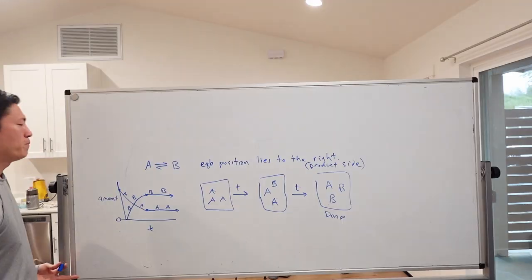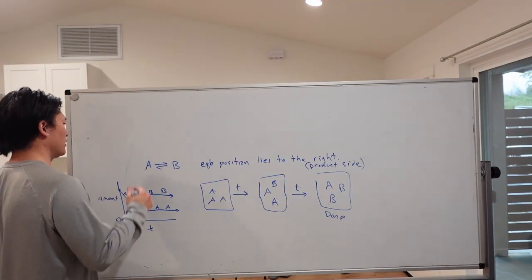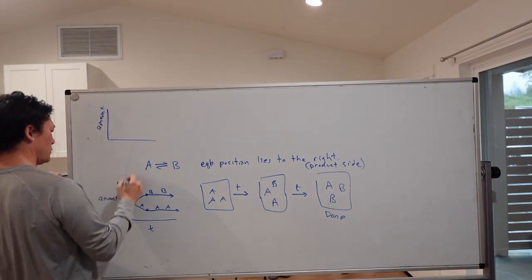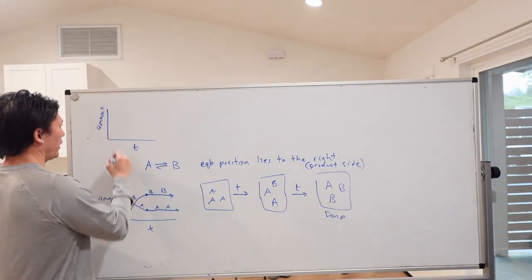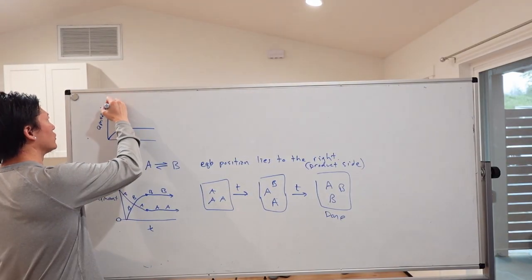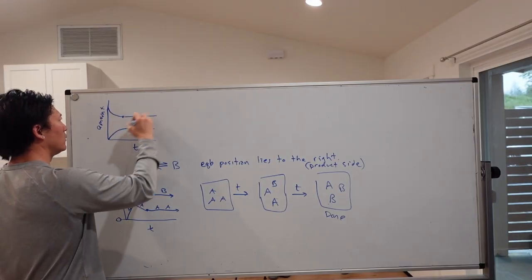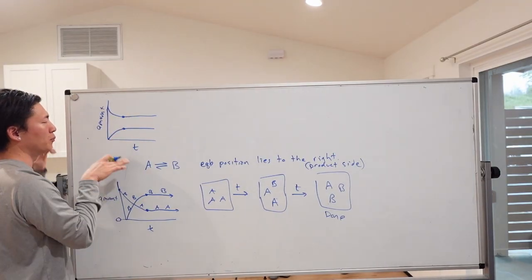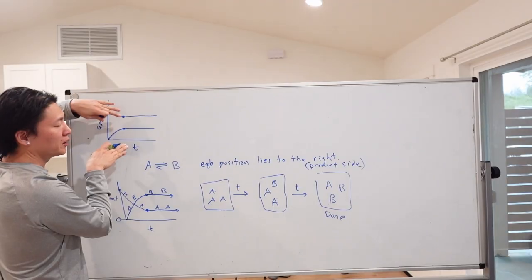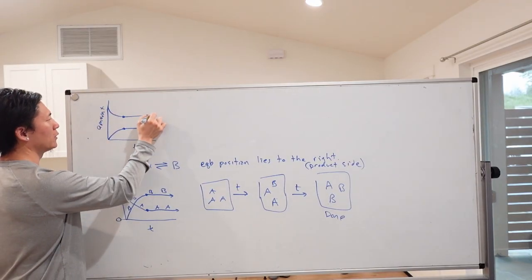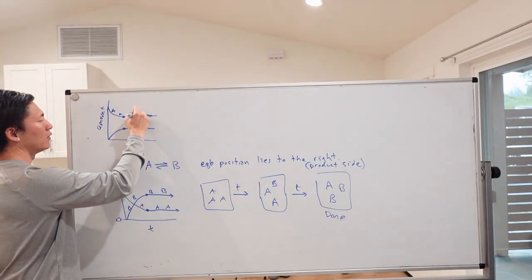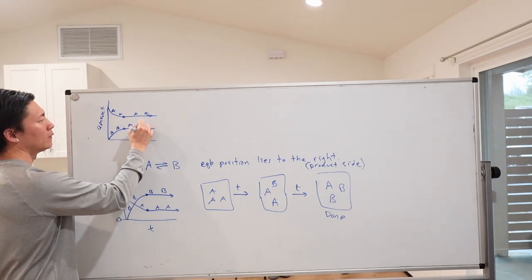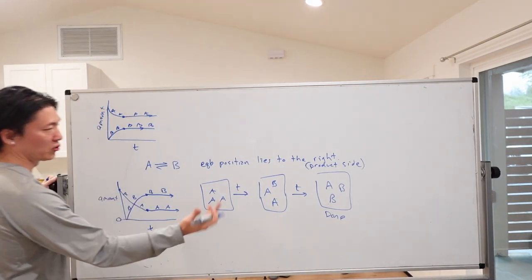Sometimes the equilibrium position might lie to the left side. So let's see how that might look. The graph would look a little bit like this. Again, amount here, T here, and you might get this situation. I'm putting little dots where they reach equilibrium, meaning the concentration or the amount of A and B no longer increases. So this is now A. Notice that in this situation there's more A than B.